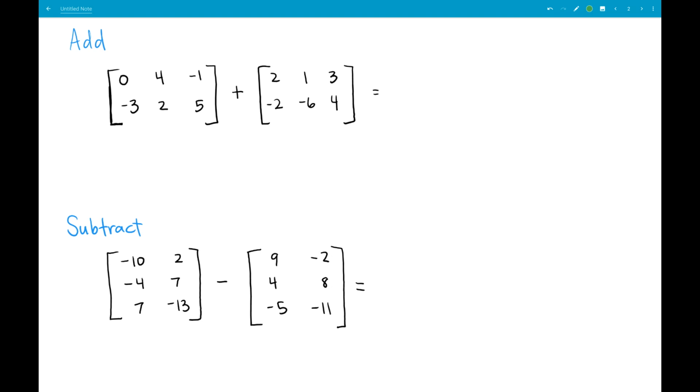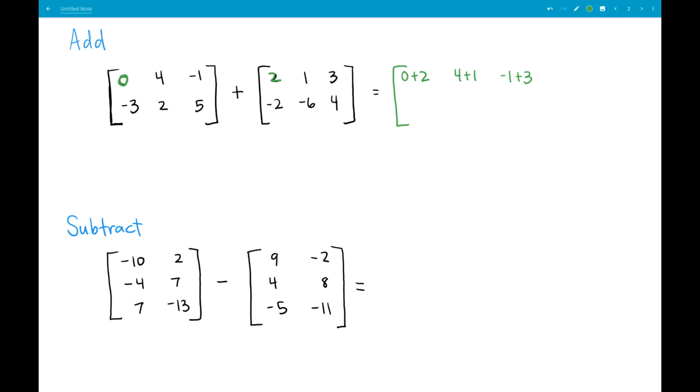Now, when I am adding or subtracting, what I do is I add the elements that are in the same position, right? The same elements to each other, so the corresponding elements. So for example, I would add the 0 here to the 2 here. So I'd have 0 plus 2 in that element spot. The next one would be 4 plus 1. And up here I'd have negative 1 plus 3.